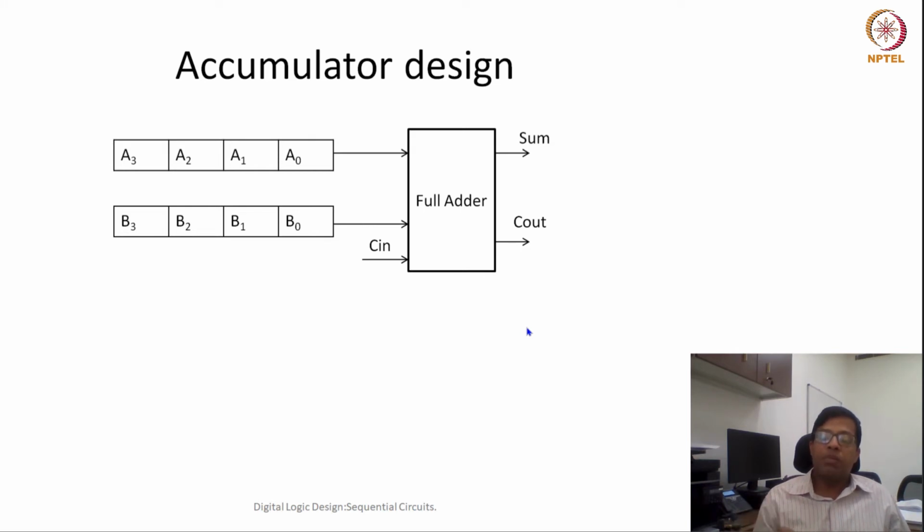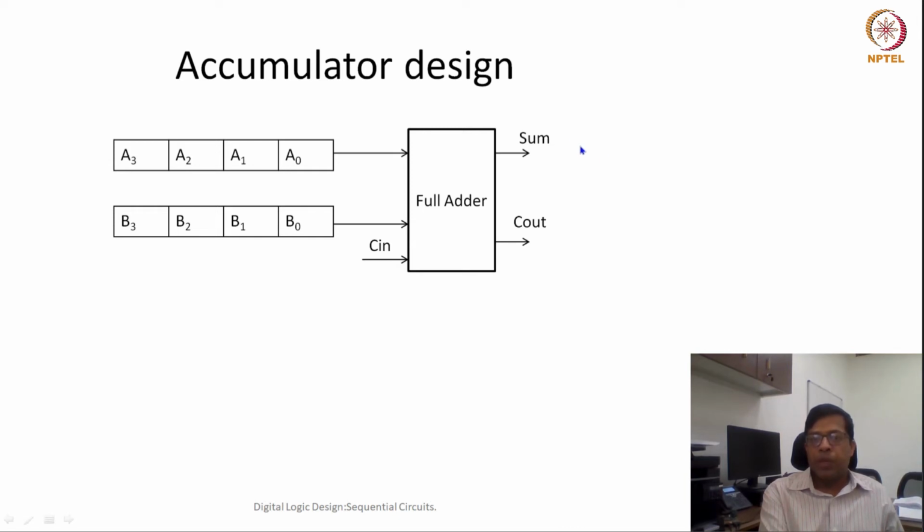Now, where should we store this sum? That's also a question, because we were saying that this sum will actually replace operand 1. Operand 1 is A in this case. So this sum has to replace operand 1, otherwise we have to use a new register here, and then we have to replace that register. So this is one problem: where to store this sum.